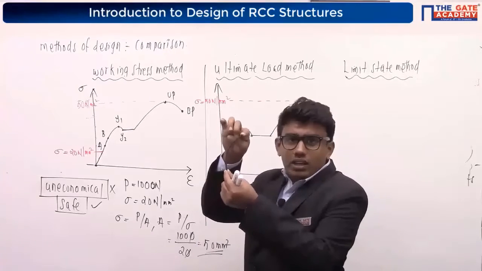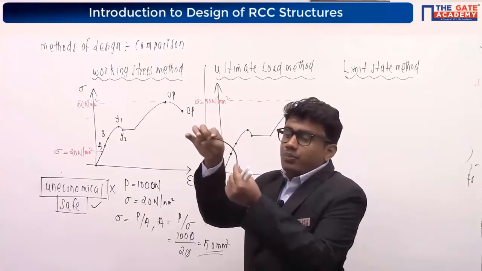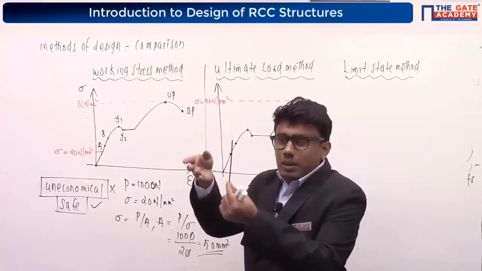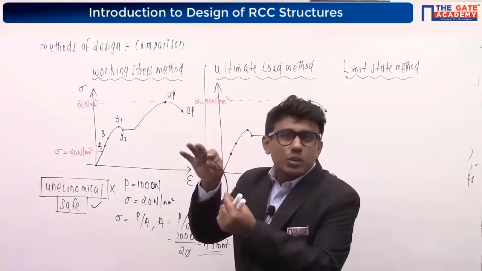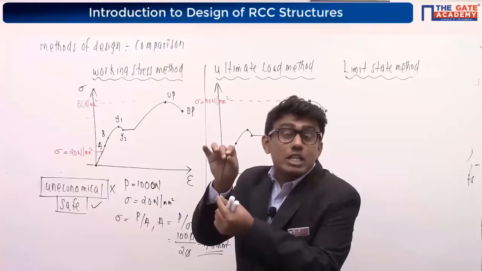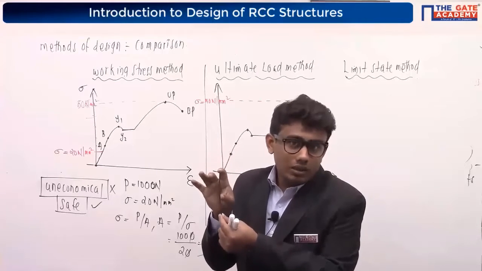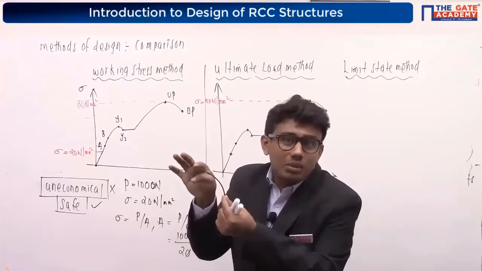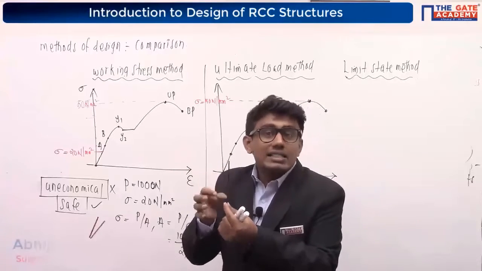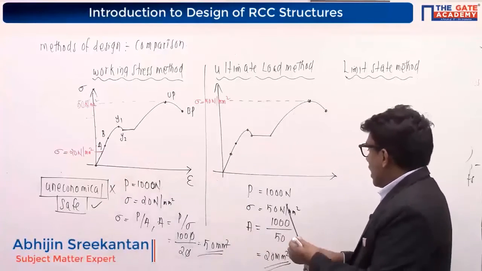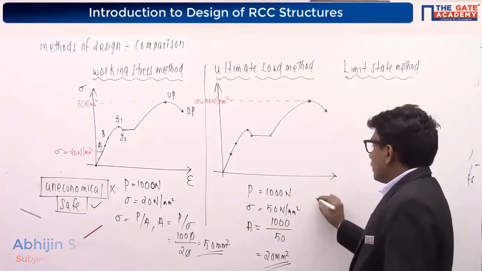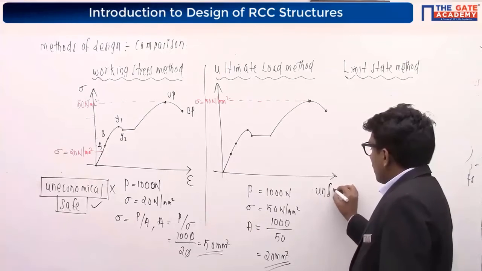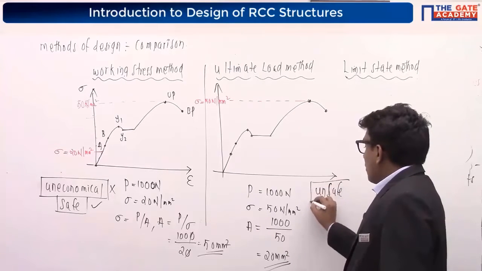Slender members lead to buckling of the members. Buckling of the member is possible in thin or slender members, right? So it is unsafe. In working stress method, it was safe, but in our ultimate load method, the member which I am going to get is unsafe.